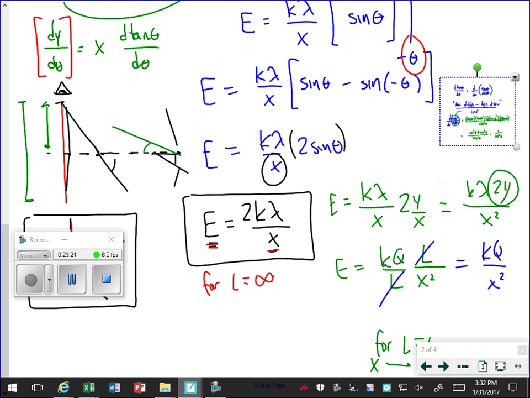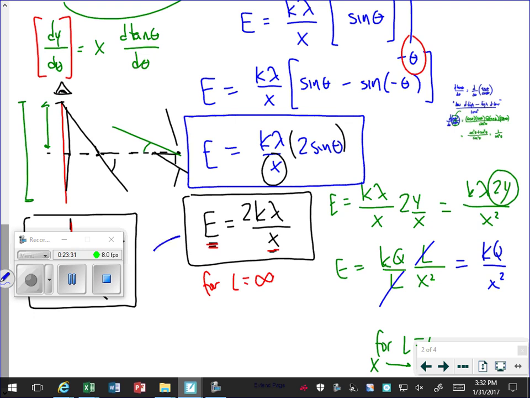All right? So that's a field. These are a couple of expressions, right? The general one, the limit for an infinitely long stick, and the limit for really far away from the finite stick. Okay? All right.